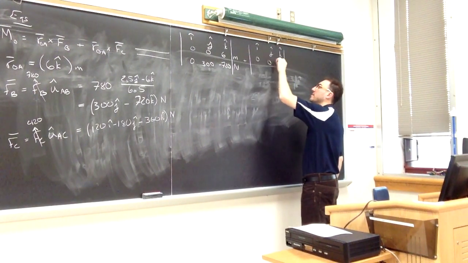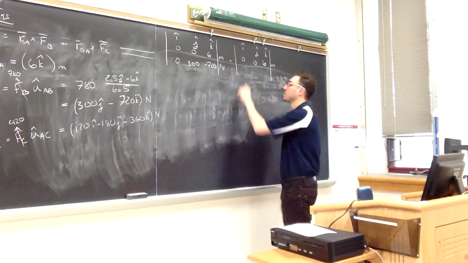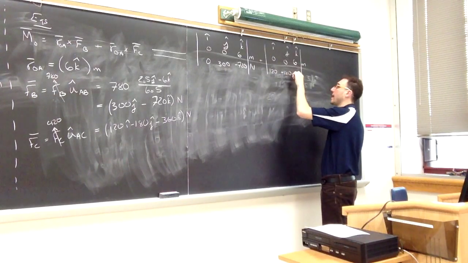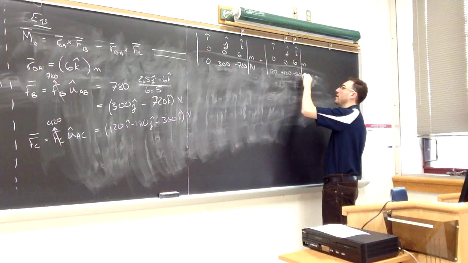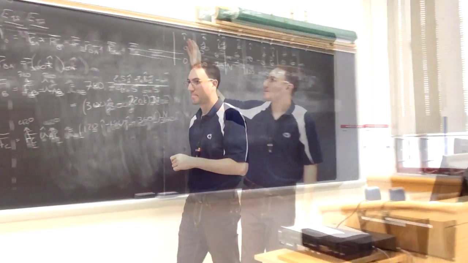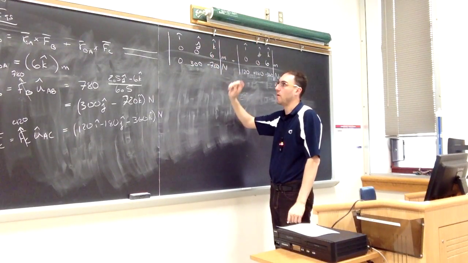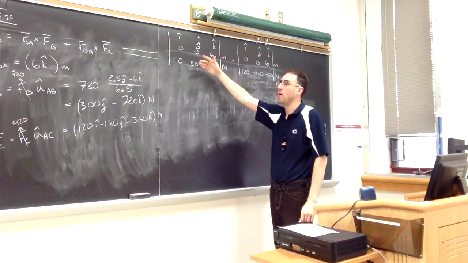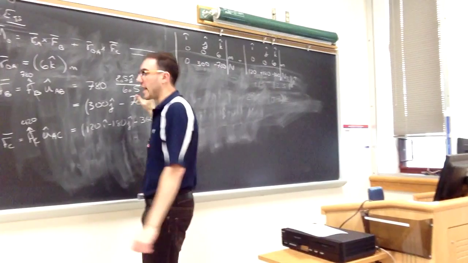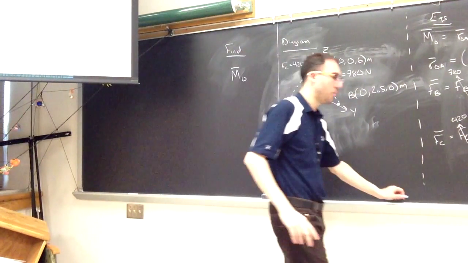The second row is the same, but now the third row is different: 120, negative 180, negative 360 newtons. So this is R cross FB plus R cross FC. We need to expand these now because we want to be able to write MO just as i, j, k. So take a couple of minutes, expand these out, and see what you get as your result for the moment around point O.